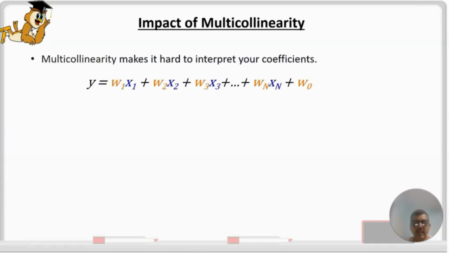Impact of multicollinearity. So we saw what multicollinearity was, we saw how to measure it. Now let's understand its impact. Multicollinearity makes it hard to interpret your coefficients.